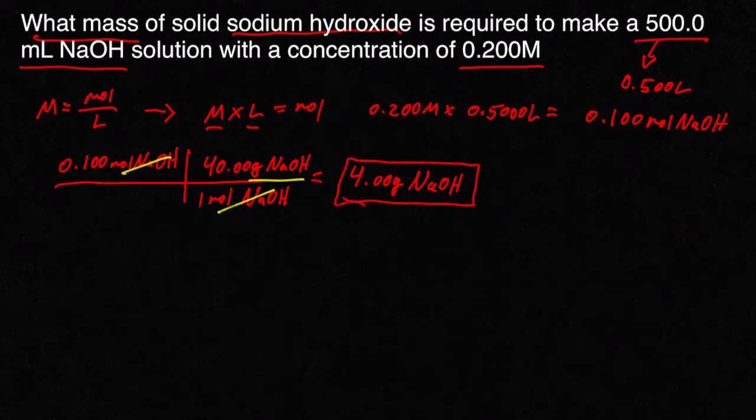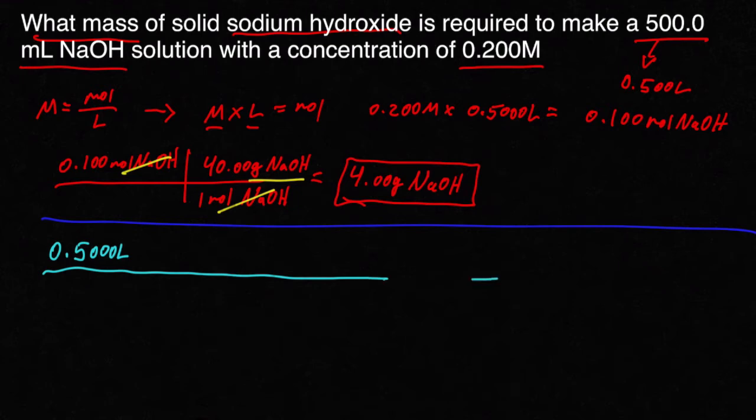Now there's an alternate way to show your work for this problem. I kind of prefer the second way, but either way will get you the correct answer. Let's take a look at the second method. We have 0.500 liters of solution. That's an amount. We can use the concentration of the solution as a conversion factor to get to moles. So in our solution, which is 0.200 molar, that means for every 1 liter, we have 0.2 moles of sodium hydroxide.